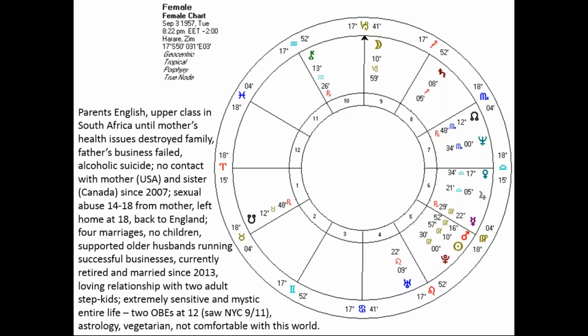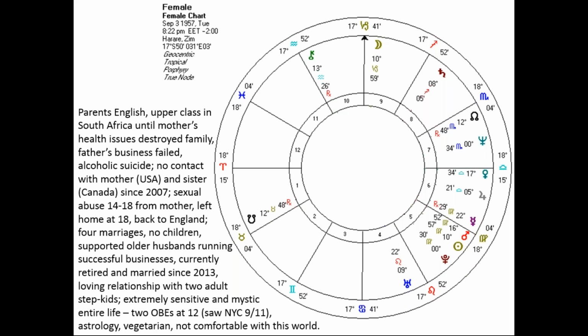She was the one who ended each of the marriages. Nodes in first, seventh, just pointing out. Nodes in Taurus, Scorpio, just pointing out. She does not have children. She had a fear of having children. She had a traumatic birth when she came through the birth canal with her mother.